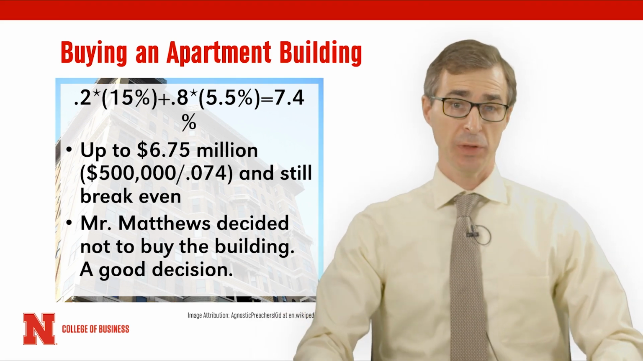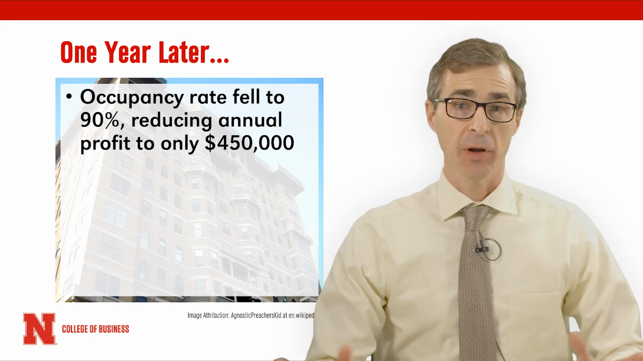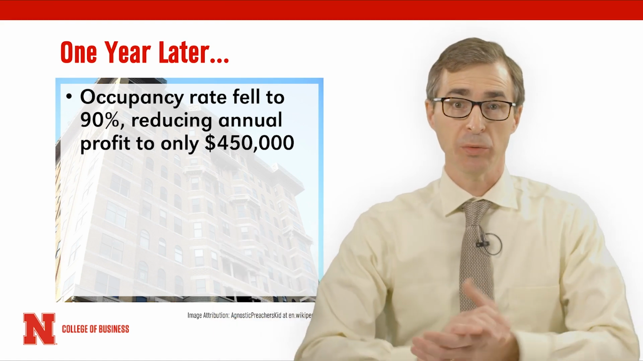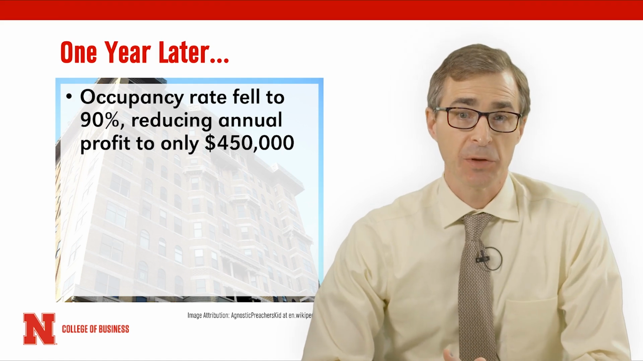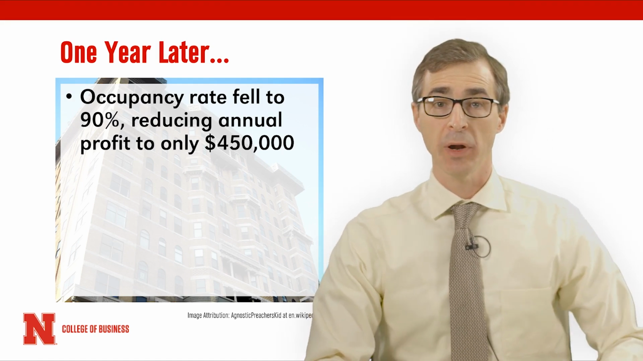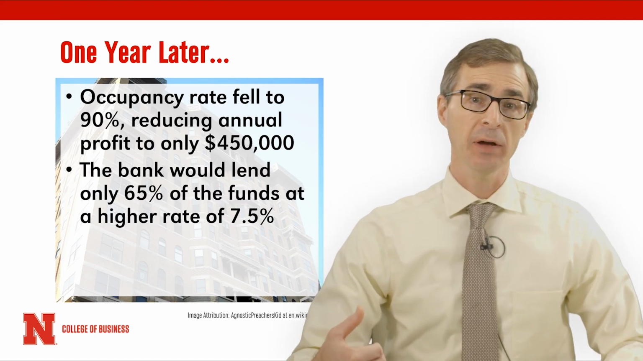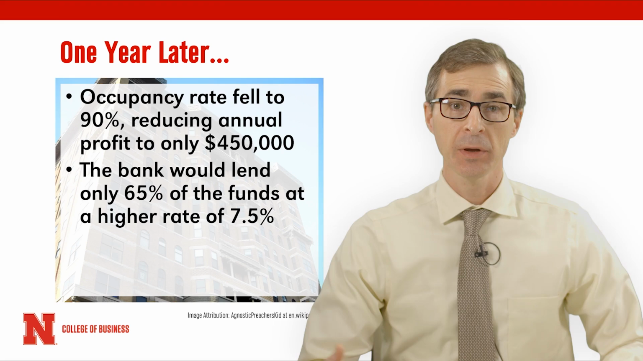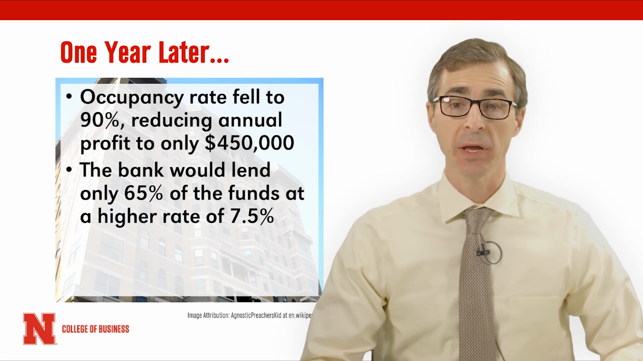What happened after 2007? Well, in 2008, as part of the global real estate and economic crisis, occupancy rates at this particular building fell to 90%, and that reduced the annual profits to only $450,000. In addition, the bank backed off of its original lending offer, agreeing to offer only 65% of the capital and at a higher rate, 7.5%.